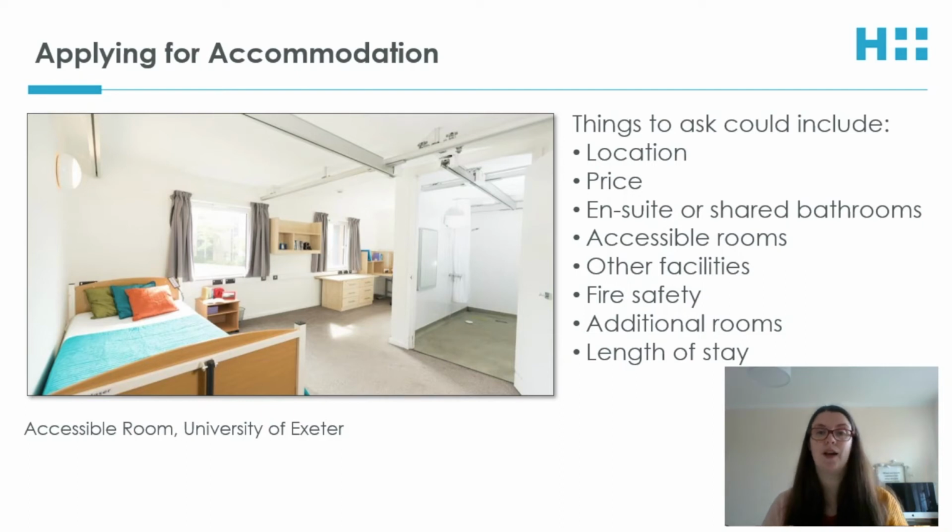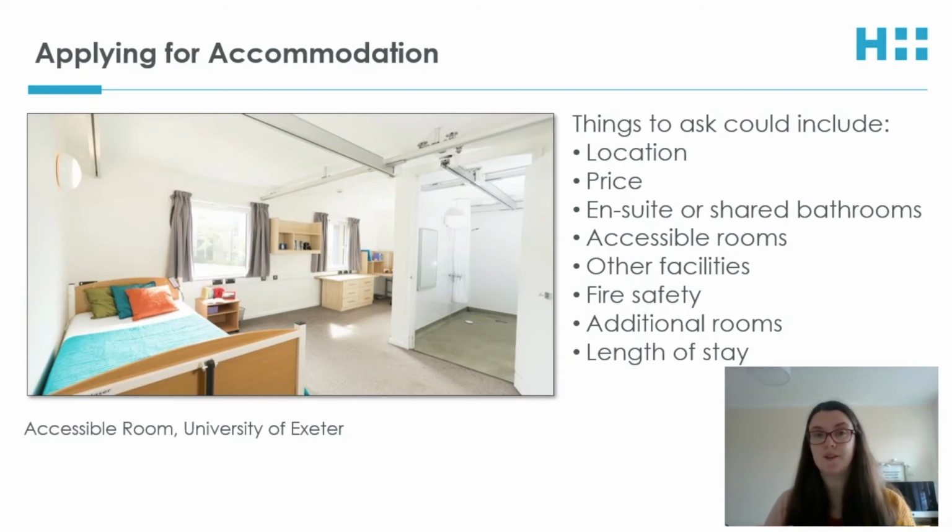So you might want to look at what kind of student loan you're eligible for and whether that covers the accommodation that you're looking at. You might want to think about whether you don't mind shared bathrooms or you would prefer to have your own bathroom. Think about whether you need an accessible room. So if you have mobility considerations, for example, if you're a wheelchair user, you would need to search for a university accommodation that has accessible rooms. Are all of the other facilities that you need to use accessible as well? So for example, the laundry rooms.